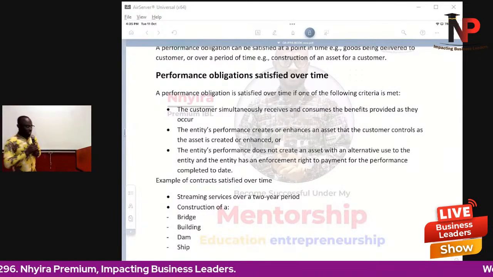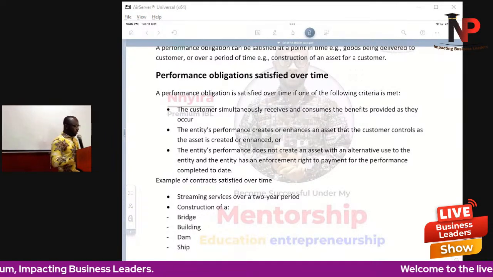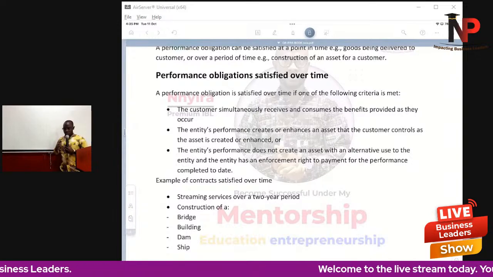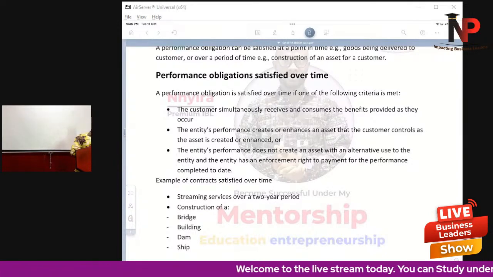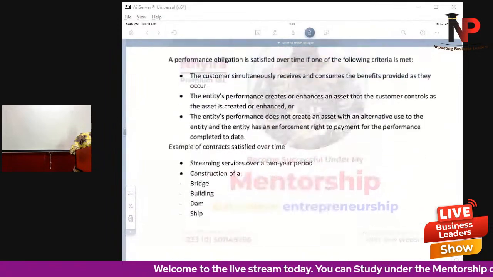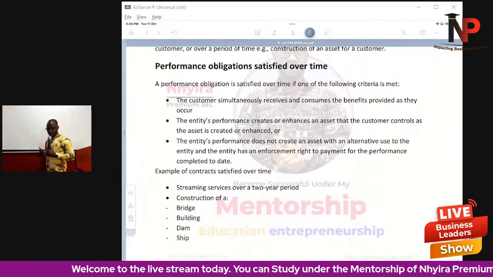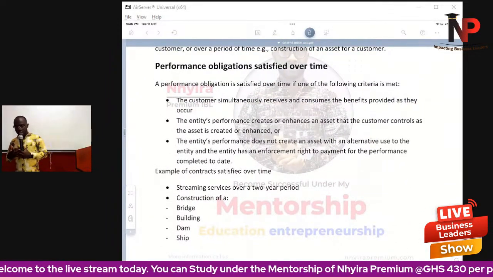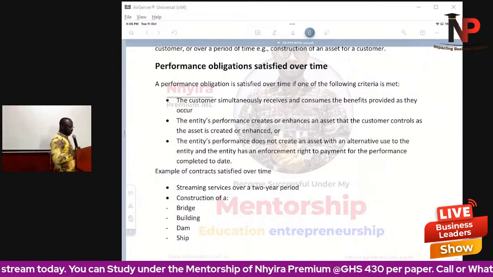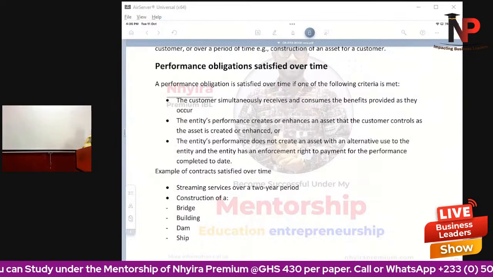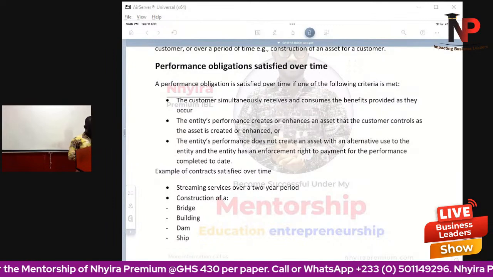Again, I'm going to be coming in from my book on financial reporting and corporate reporting. So for those of you with the book, you can go with me to IFRS 15 because I'm going to be explaining some theories there, and then we jump on with the calculations, and then we're going to get excited about it in a moment.